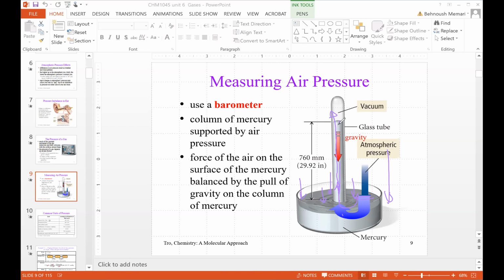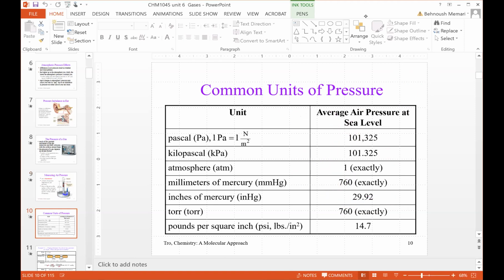So then you read the level, and if it goes up 76 centimeter, or 760 millimeter, that's the height of the mercury. That's why it's called mmHg, millimeter of mercury, or inch of mercury, which is the same thing. Basically, you are measuring the height of the mercury in that tube. The higher the pressure, the higher the height of the mercury in the tube is going to be.